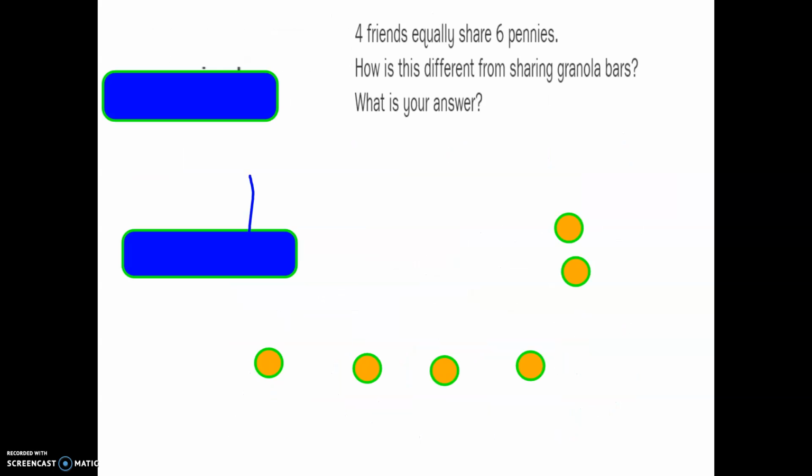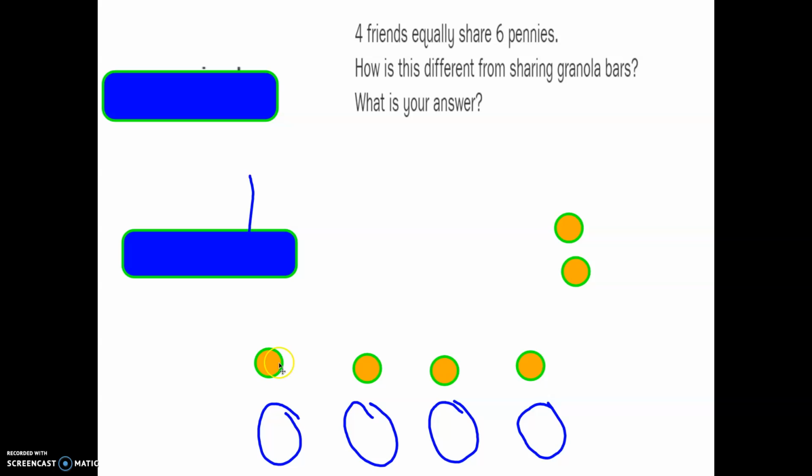Now we have a problem where our 4 friends are going to equally share 6 pennies. How is this different from sharing granola bars? Well, I cannot cut a penny in half. So I am going to make my 4 friends 1, 2, 3, 4, and I'm going to give each of my friends a penny until I've either used them all or I can't share anymore equally.